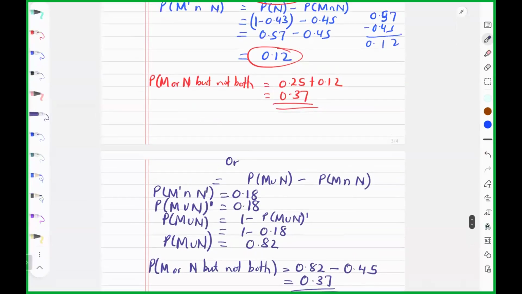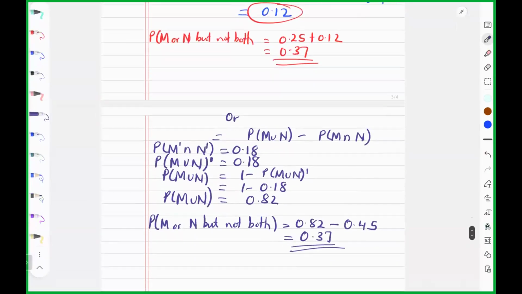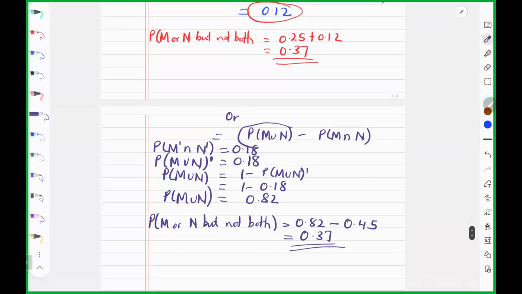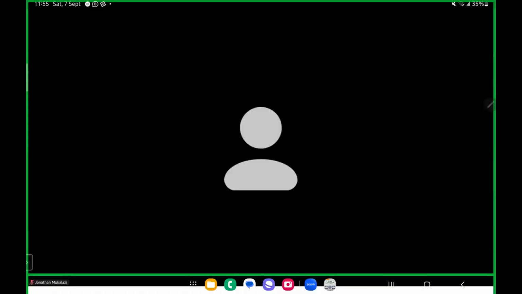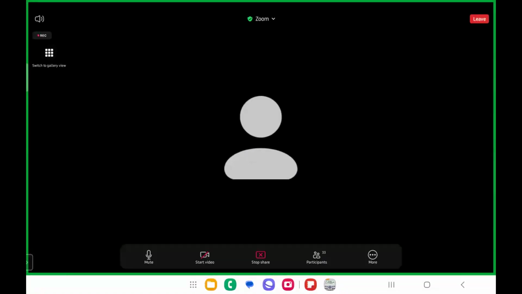Further still, probability has very many methods. The probability of the union could have been got from taking probability of M plus probability of N minus probability of M intersection N, just this one. But I think the question is clear to everyone. Don't see any hands raised, so that's all for that question.